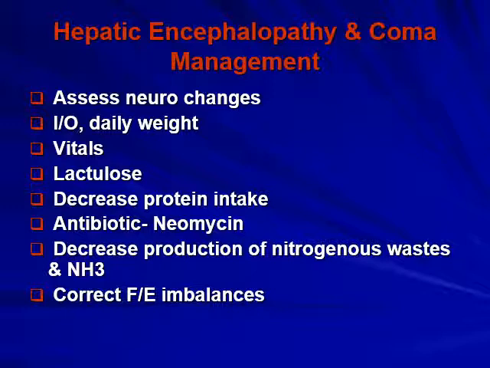Now, decreased protein intake certainly would be a possibility as far as diet. Antibiotics, neomycin, what these antibiotics can do is decrease the ammonia levels by decreasing bacteria in the GI tract, which in turn produce ammonia. So this is why we can give antibiotics or neomycin. It's decreasing the bacteria in the GI tract, which will then decrease the production of ammonia. We also can have somebody hooked up to GI suction as a way of decreasing absorption of ammonia from the GI as well.